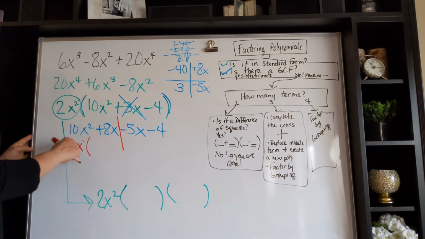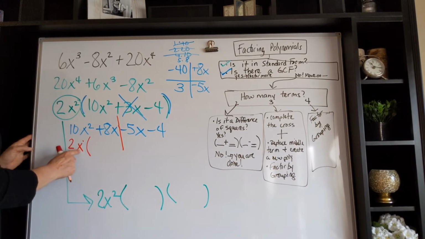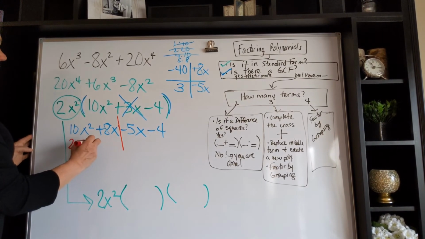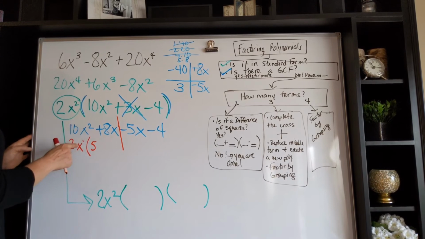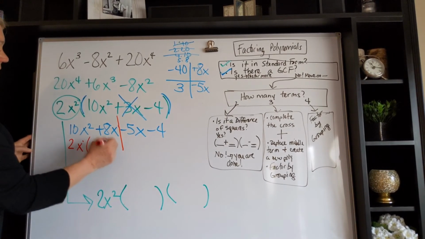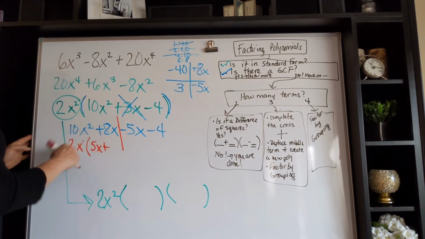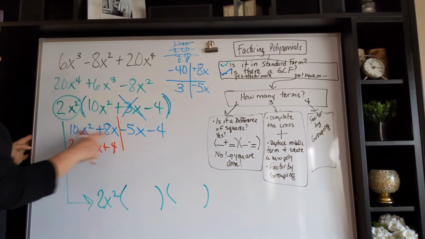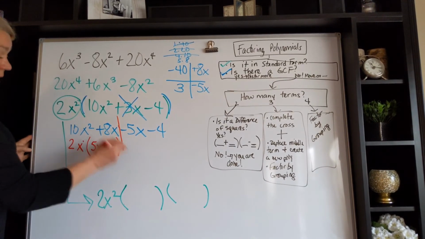All right. I'm going to divide this term out from each one of these terms. So 10x squared divided by 2x. 10 divided by 2 is 5. I had x to the second. I took out 1x, so I have a single x left. Plus 8x divided by 2x. 8 divided by 2 is 4. I had an x, but I took the x out, so I'm done over here.